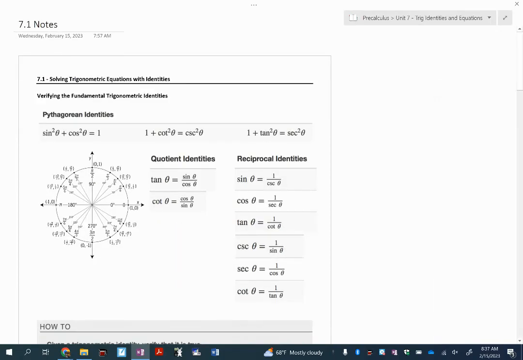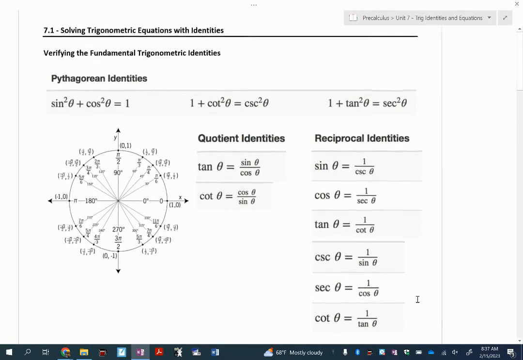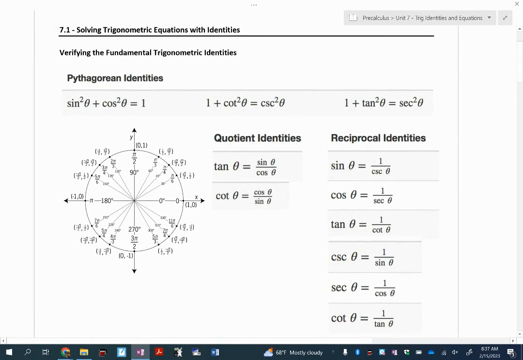In this lesson, I'm going to go over how we're going to use all of these trig identities to help us prove some of these trig equations. Essentially, the way I treat these is, first, I need to have my identities memorized. You've got the three Pythagorean identities up at the top.